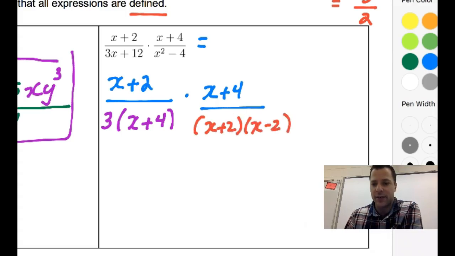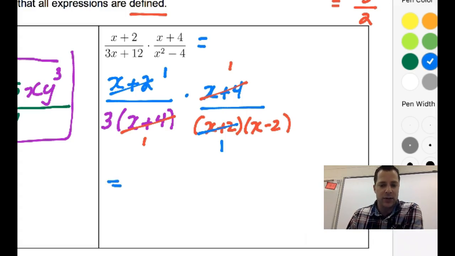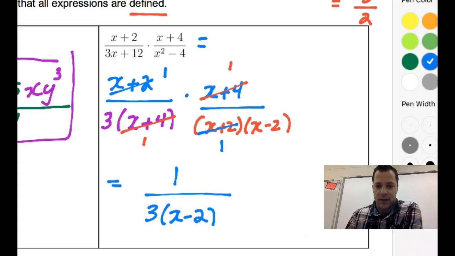Okay, so now everything is factored, and now we've got to see if we can break anything down. Notice how I have an x plus 2 here, and that goes to itself, and I have an x plus 2 here. So those go to 1. Okay, I also have an x plus 4 here, and an x plus 4 here, so they're going to make each other go to 1 there. Okay, so let's see what we have left. The x plus 2 is gone, the x plus 4 is gone, so our numerator is only a 1. Our denominator becomes 3 times the quantity x minus 2. Okay, or you can write that as 1 over 3x minus 6.